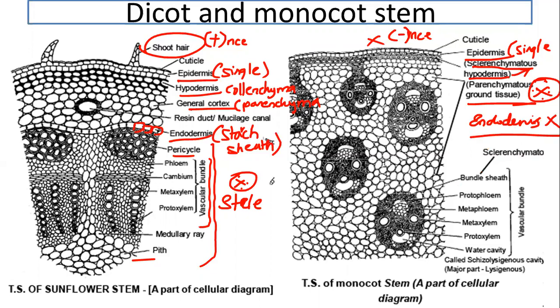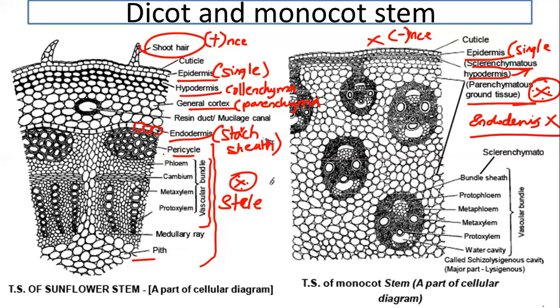Okay, endodermis is absent, right? Next we come to pericycle. Here the pericycle in dicot stem is present inner to the endodermis, and it is present above the phloem. So above phloem, below endodermis. Remember this: pericycle will be present above phloem and below endodermis.